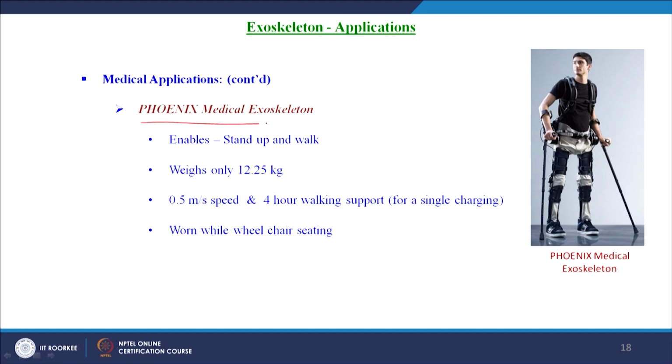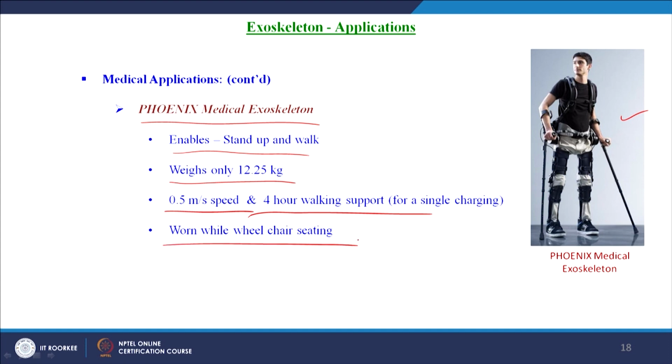Coming to the Phoenix exoskeleton, the picture is shown here with the wearer. It weighs only 12.25 kilograms, and it enables the wearer to stand up, walk, and have eye to eye contact with peers. It provides 0.5 meter per second speed and 4-hour continuous walking support with one charge, and it can be worn by the patient while he is sitting on the wheelchair itself.